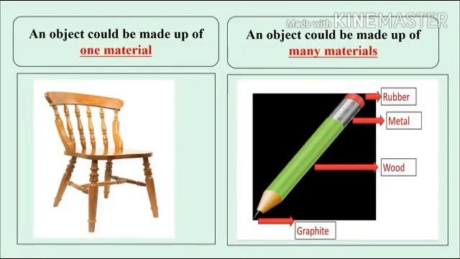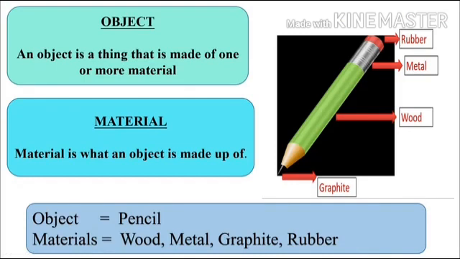I have already told you that an object could be made up of only one material or it could be made up of many materials. So let's take some examples. Here we have a wooden chair that is made up of just one material, that is wood. On the other side, we have a pencil that is made up of many materials: rubber, metal, wood, and graphite. So now I believe that you have completely understood the difference between object and materials. Here, the pencil is an object and rubber, metal, wood, and graphite are the materials.